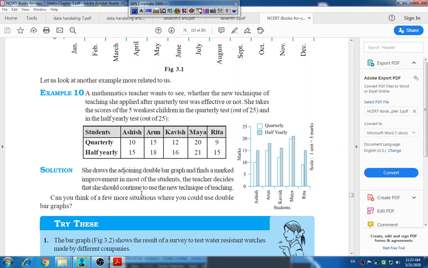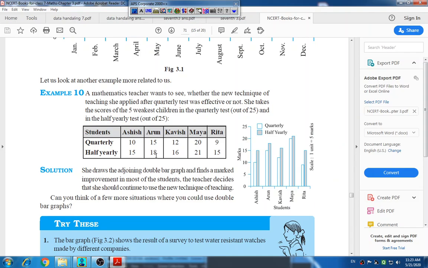Ashish got 10 marks in a quarterly exam and 15 marks in a half yearly exam. Like that, Arun got 15 and 18 marks in quarterly and half yearly exams respectively. Kavish got 12 and 16 marks respectively. Maya got 20 and 21 marks respectively. And Rita got 9 marks in a quarterly exam and 15 marks in a half yearly exam.